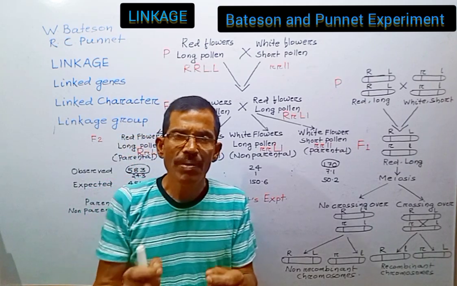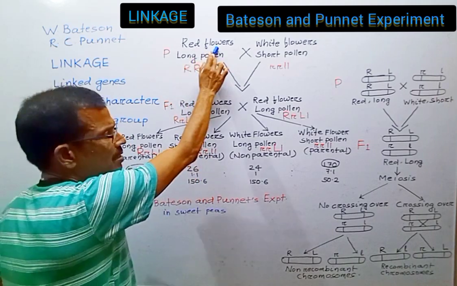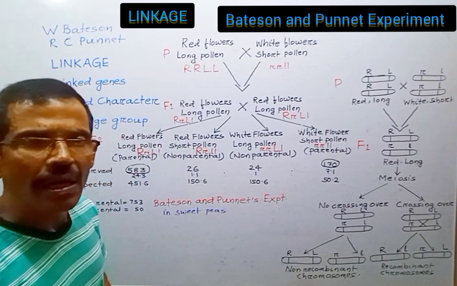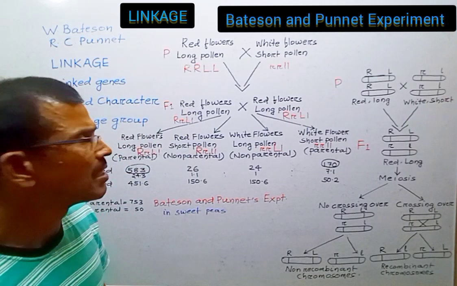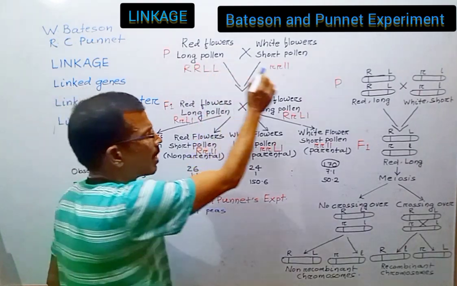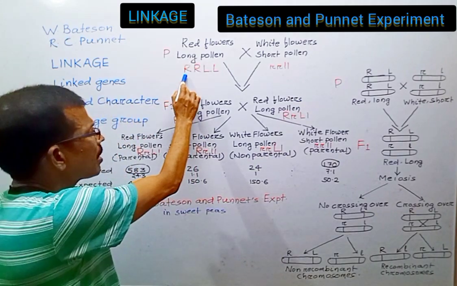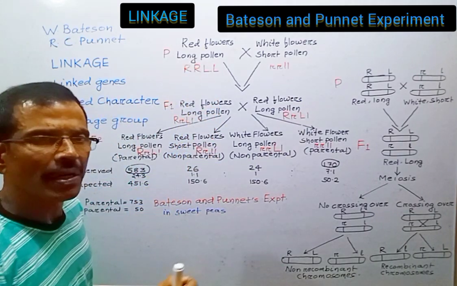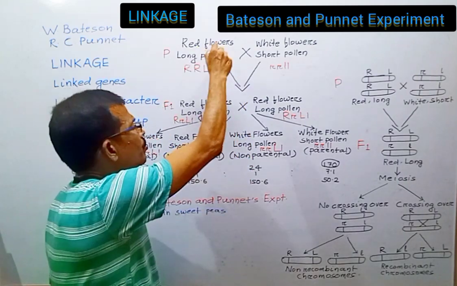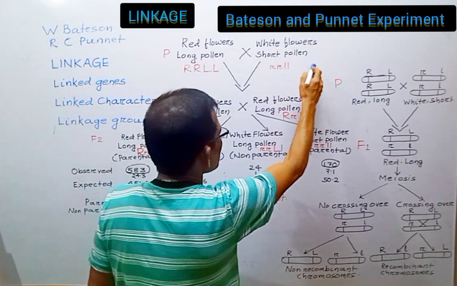The alleles of the flower color gene are capital R for red flowers and small r for white flowers. The alleles of the pollen length gene are capital L for long pollen grains and small l for short pollen. Capital R and capital L are dominant alleles. Pea plants with red flowers and long pollen grains were crossed to plants having white flowers and short pollen.